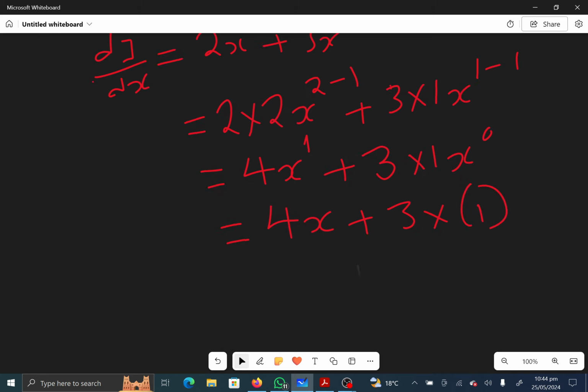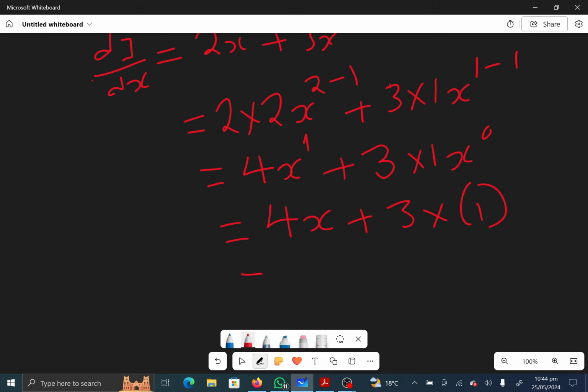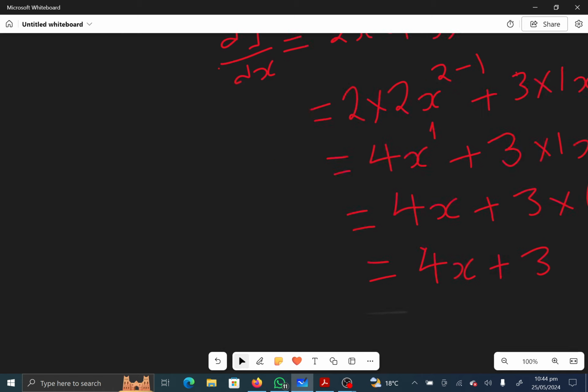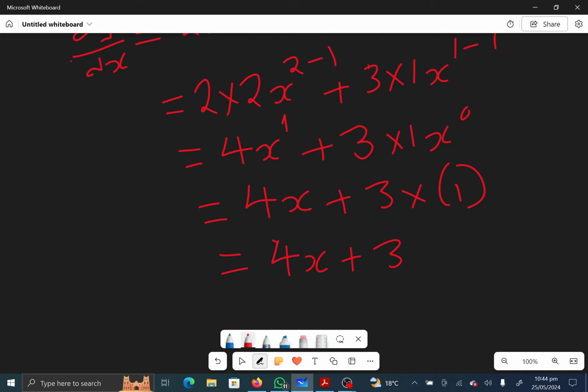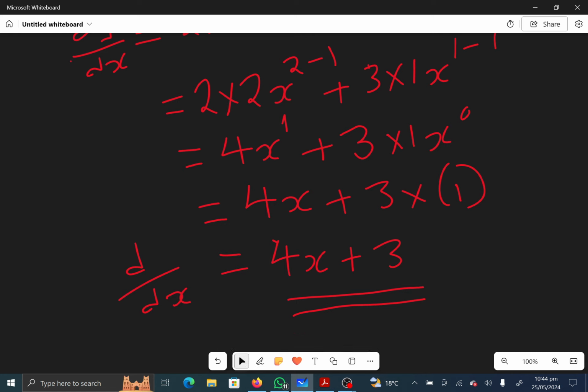So this is now 4x plus 3. We are saying 3 multiplied by 1 is 3. So dy over dx, differentiating equation y with respect to x, gives us this when we are using the power rule.